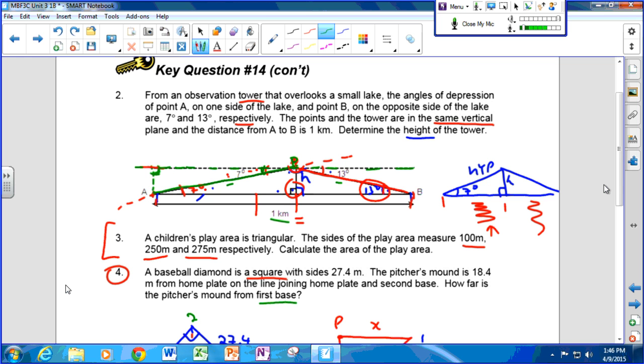As a matter of fact, you know that it really can't be midway because the angle of depression on one side is 7 degrees and 13 degrees on the other side. So it might be close to the middle, but if those two angles were the same, then you could probably say, well, yeah, it must be in the middle because both angles are the same. But if they're not the same, then chances are that the distance between A and B is 1 kilometer, but the observation tower is not 500 meters from A and B. It's going to be a bit further from one of them and a bit closer to the other.